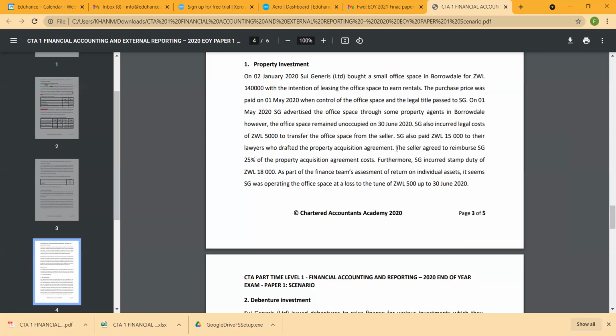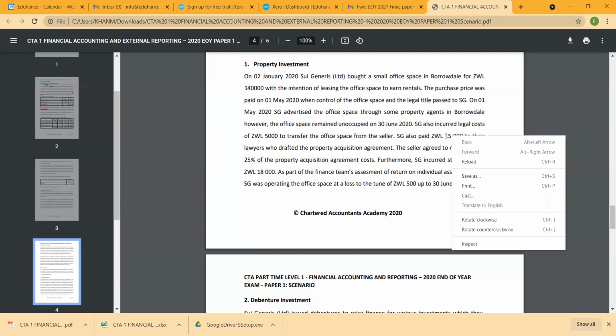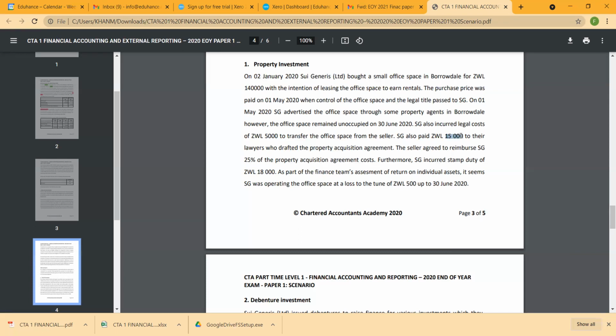But they're saying here the seller agreed to reimburse 25% of the property acquisition agreement. So our cost is only 75%. There's one of two ways of doing it. Add the full 15,000 and then subtract 25% of the 15,000, or you just include 75% of the 15,000. Because remember, we only include costs that we're actually going to incur. For example, if we're paying VAT, then you won't include VAT, because you can claim VAT back if you're a VAT vendor. Whatever you're not actually incurring, you cannot include, because it's not a cost incurred.